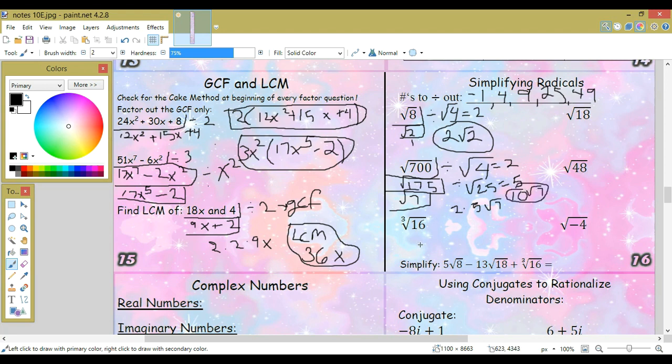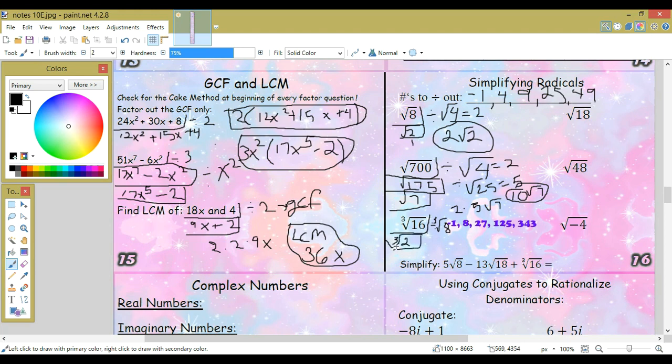Look at this next one. We have a cube root of 16. Now, we're not looking at perfect squares for this one. We're going to look at perfect cubes. So the numbers you want to pull out here are either negative 1, 8, 27, 125, or 343. Well, 16 is not negative. We can take out 8 though. So take out the cube root of 8. 16 divided by 8 is 2.